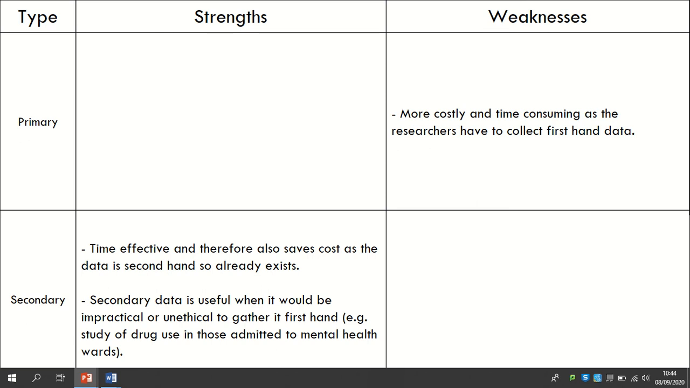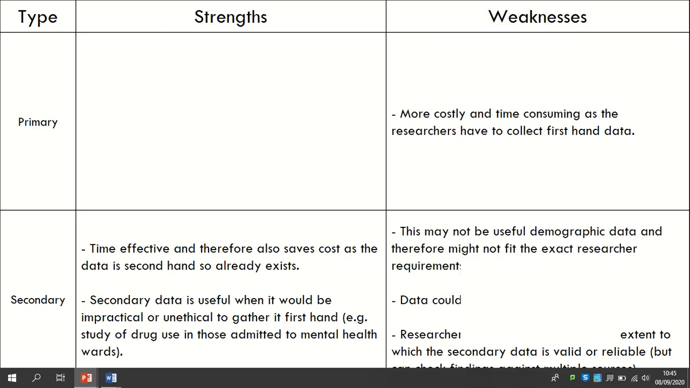For example, if you wanted to look at things like the study of drug use in those who are admitted to mental health wards, how would you collect that first hand yourself? You won't say, okay, so I'm going to give you some drugs and I'm not going to give you any, and we're going to see how it works out with your mental health after that. Like, you won't be able to do that. So having that information already at hand is really, really useful, and that's why secondary data has this strength, having that data already there, so you don't have to actually do it yourself.